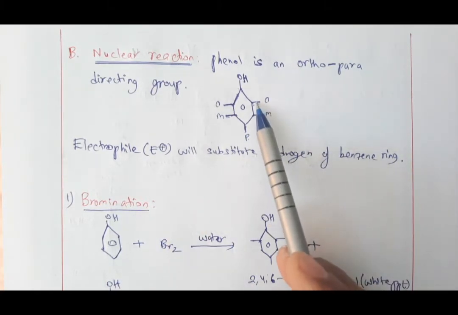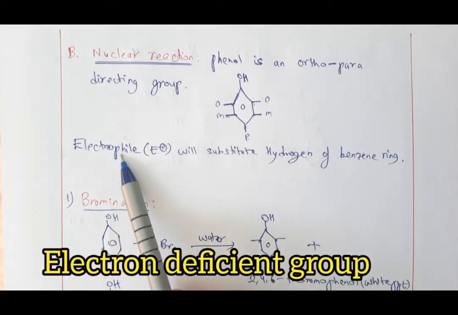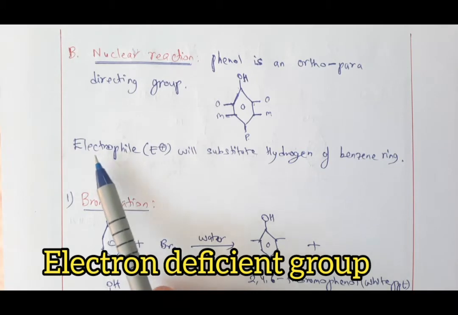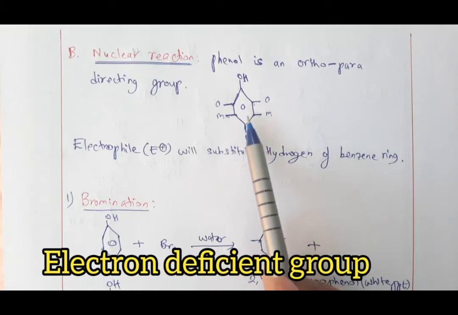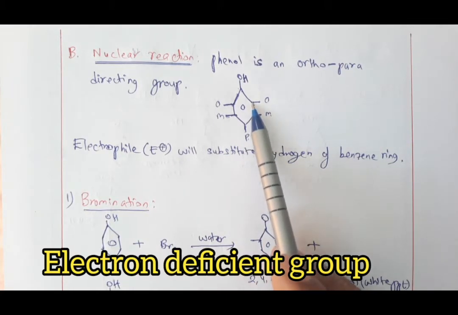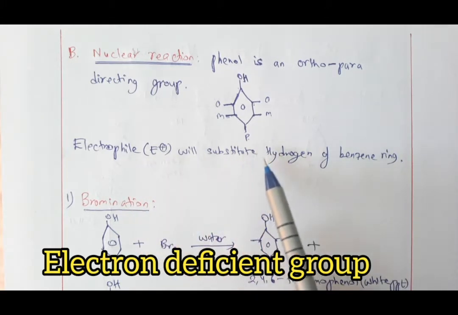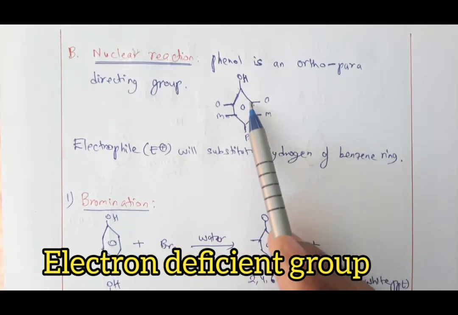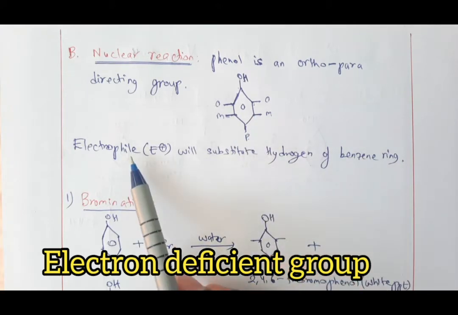And who comes and resides in these places? Electrophile. Electro means electron, phile means loving. So electrophiles are electron loving, and that electron loving species will substitute the hydrogen present in this corner, and therefore it is called electrophilic substitution. It will substitute the hydrogen of the benzene ring. You know that here is CH, CH, CH, CH. The hydrogen atom of phenol will be substituted by the electrophile which comes from outside into the benzene ring.